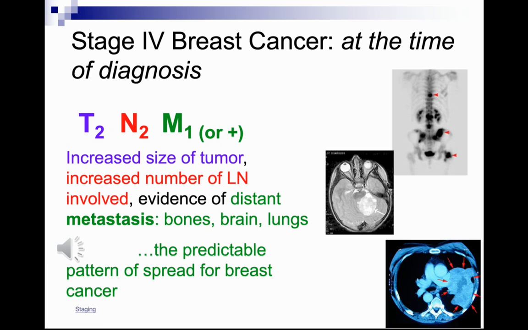Stage 4 breast cancer at the time of diagnosis, T2, N2, M1 or positive. The higher the T, the larger the malignant tumor. The higher the N, there's increased numbers of lymph nodes involved. N2 doesn't mean 2 nodes, it means 2 groups of nodes. M1 or positive, evidence of distant metastasis, bones, brain, or lungs, based on the concept of predictable pattern of spread for breast cancer.